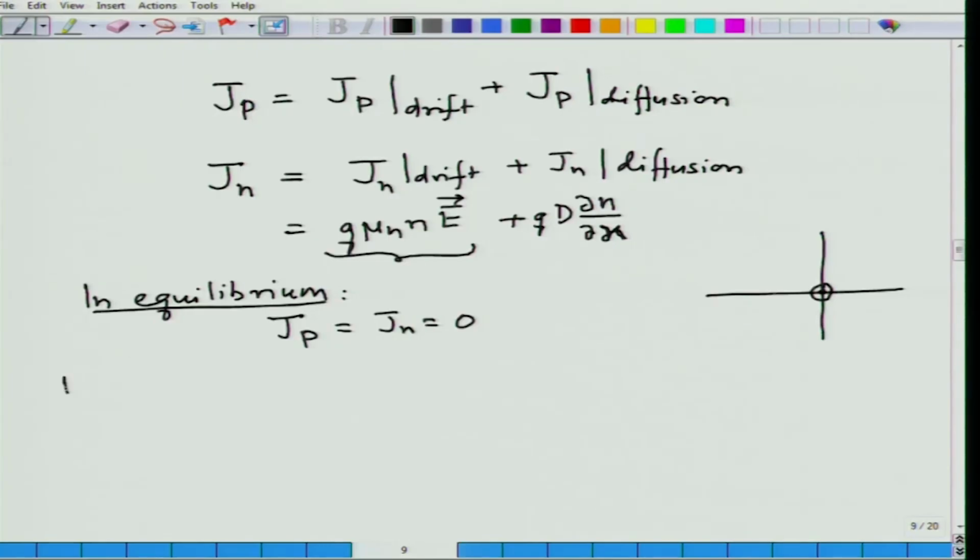Now, if I move away from equilibrium, and that is the second case, in which I will apply a bias. Now, I can apply a bias in two ways. Remember, my diode is in this manner. I can apply a positive bias and I can apply a negative bias.